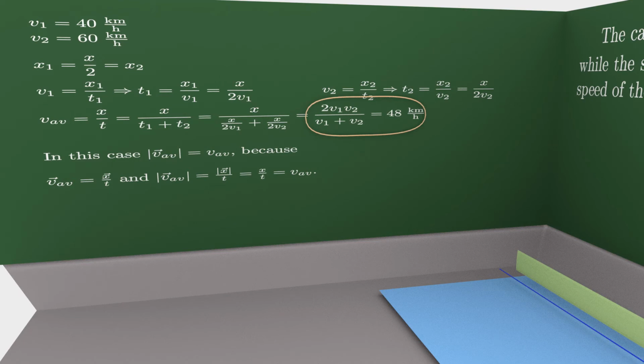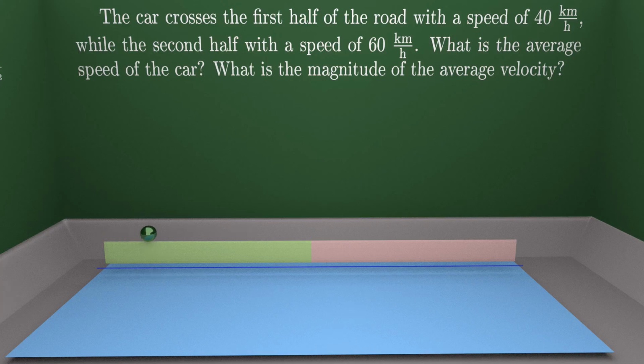At the end, for the average velocity, we have this. The magnitude of the average velocity is the same as the average speed. It is because the magnitude of the displacement is the same as the distance. It is due to a motion on a straight line and only in one direction.